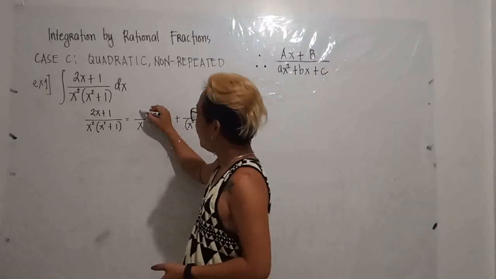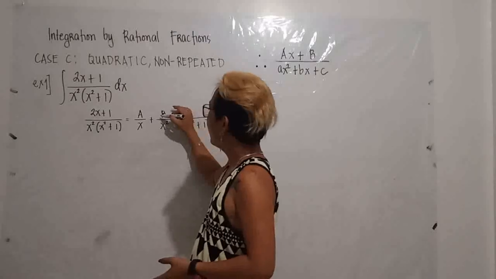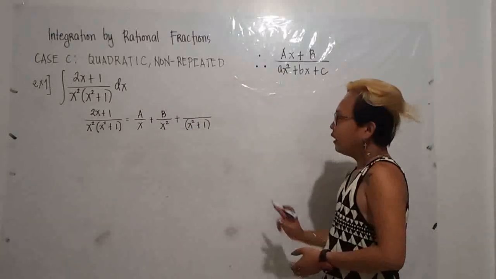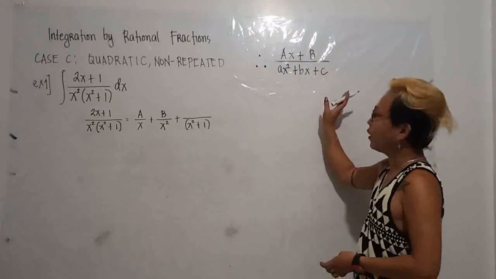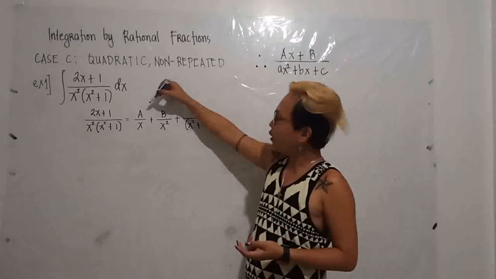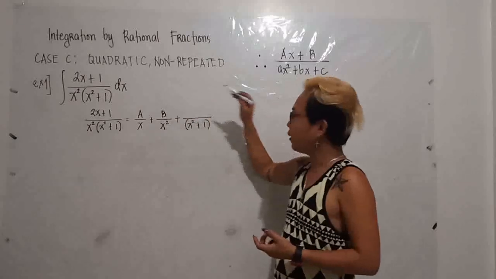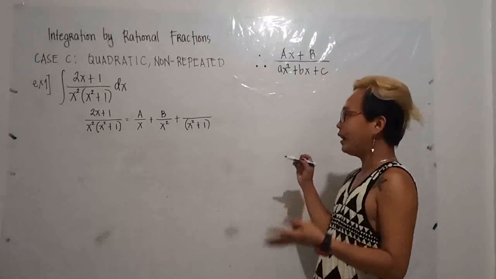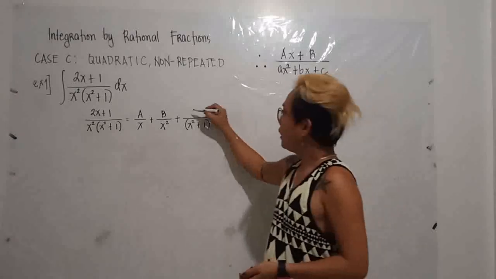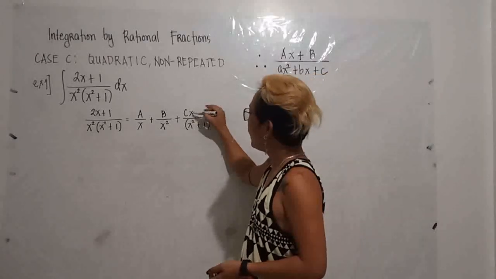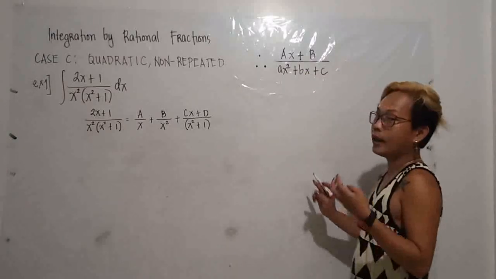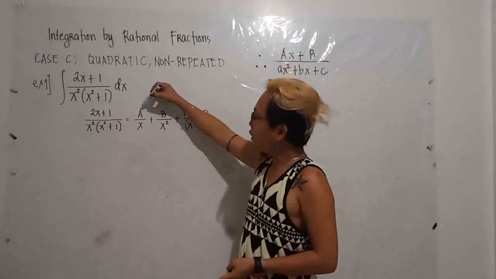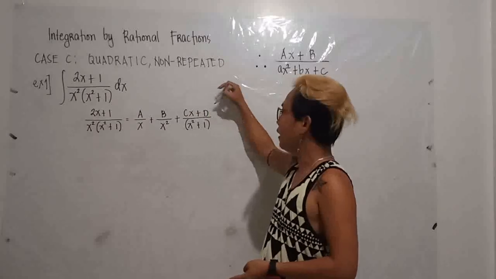So, this can be a over x, then b over x squared. Since this is quadratic and non-repeated, you will have to use this equation. Kaya lang, we already use a and b, so gagamit tayo ng ibang letters, let's say c and d. So this equation can be cx plus d. So you will have to find 4 values, which are a, b, c, and d.